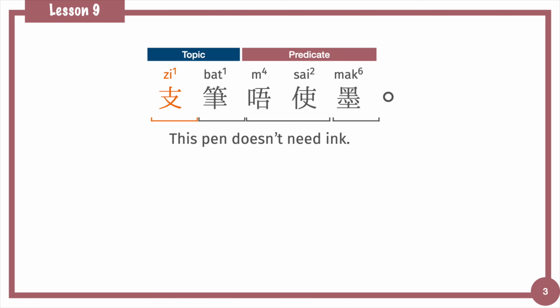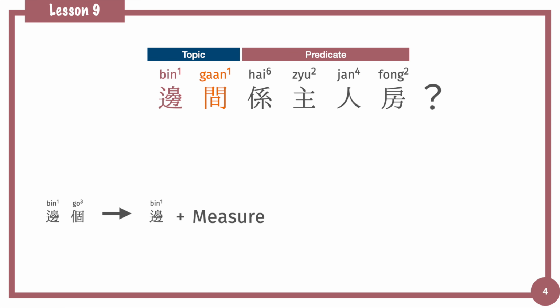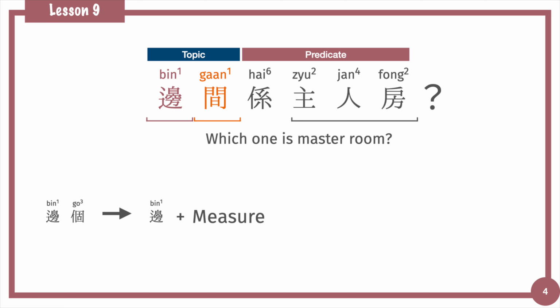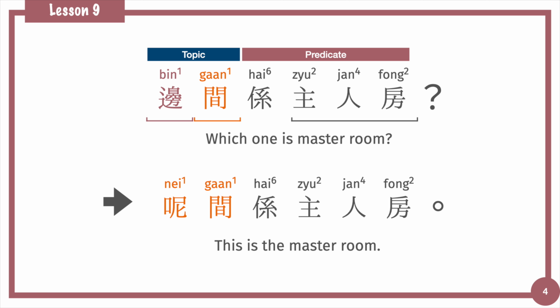For open-end question, we learned using 邊個 to ask which one in the previous lesson. Now we can change 個 to other measure words to ask specific items, such as 邊間係主人房? Since in this sentence, 主人房 master room is the object, we need to change 個 to the measure word that counting rooms. 邊間係主人房? Which one is the master room? A possible reply can be 呢間係主人房. This is the master room.